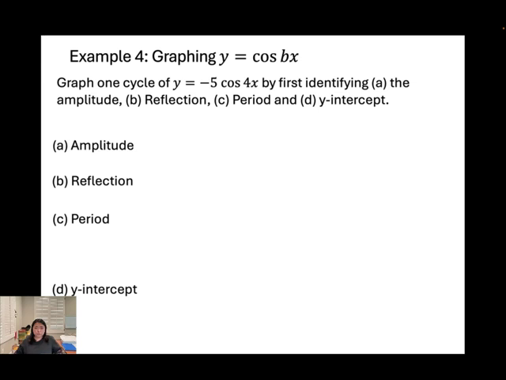Okay, check your work. Amplitude a equal to 5. Keep in mind amplitude is always positive. Reflection, since this is negative, yes, we do have the reflection. And then period, you're going to calculate 2 pi over b, and your b is going to be 4. So 2 pi over 4 means pi over 2. Y-intercept, since we do have the cosine, it's supposed to be 0 and a. But we do have the reflection, so that will be 0 and -5.